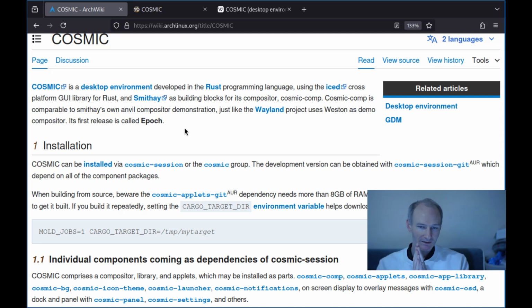We will get into this in a minute, using iced, the cross-platform GUI for Rust, and Smithay, which is like a Wayland compositor, I guess, or Wayland something. And don't misunderstand, I don't actually have a problem with Wayland. I actually have no problem with Wayland. Wayland's the future. I know this, it's unavoidable.